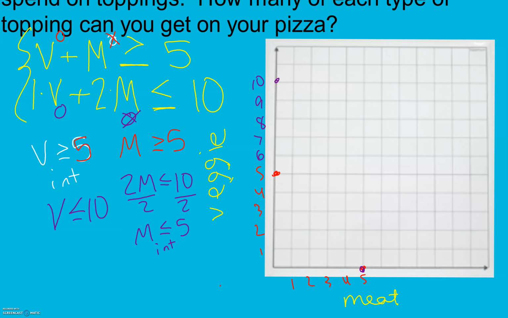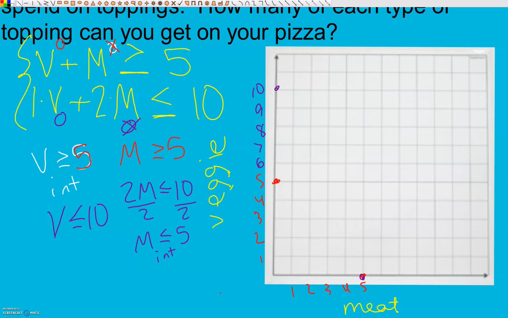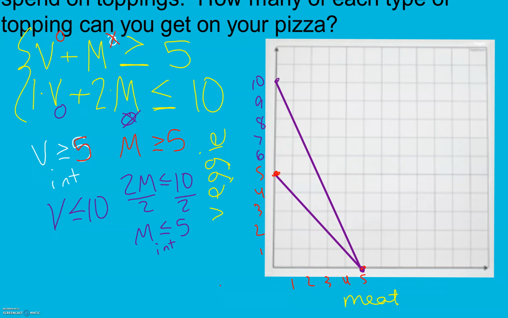And I can connect these with straight lines because we said on both of them that they are equal to. So solid lines here, from 10 to 5 and from 5 to 5. Now we have to figure out which way we're going to shade. We want our toppings, which is this line, to be greater than or equal to 5 in number. So we want to go this direction. We also want the money we spend, which is this equation, that line, inequality, to be less than or equal to 10. Less than goes this way. So where they overlap here is everything in the middle.